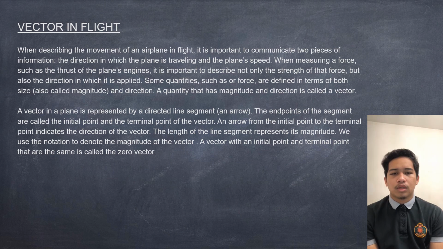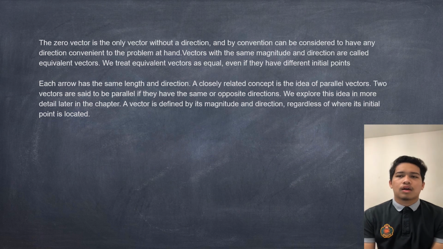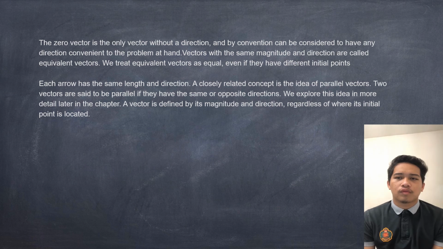A vector with an initial point and terminal point that are the same is called the zero vector. The zero vector is the only vector without a direction, and by convention can be considered to have any direction convenient to the problem at hand.